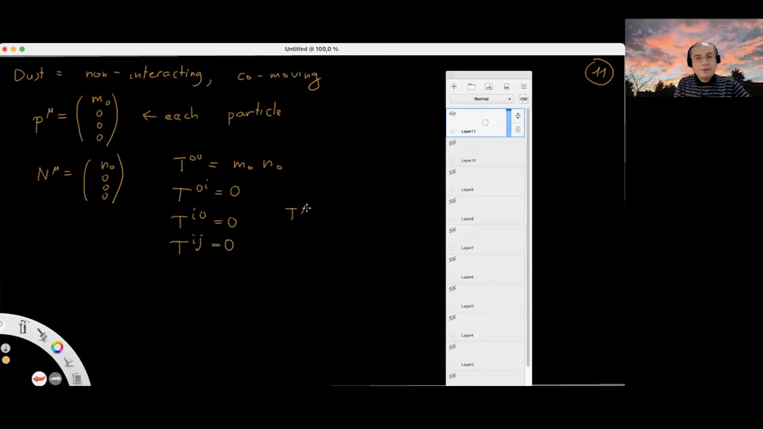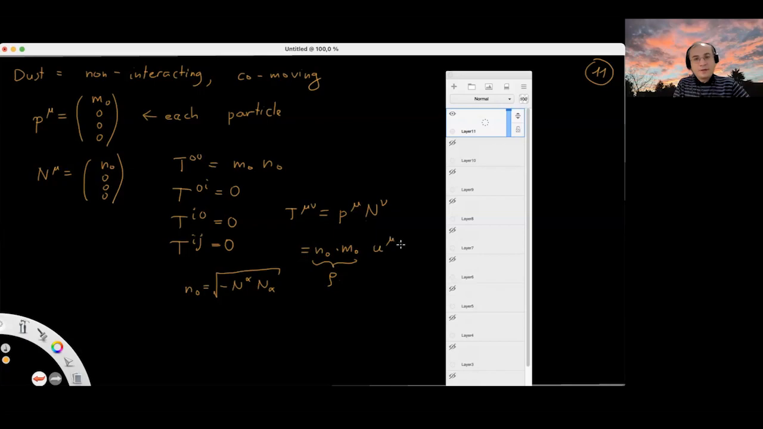And this means that in this comoving frame, this is equal to the corresponding component of u^μ u^ν. Now, n0 can be considered a scalar, basically the square root of this thing here. The rest mass is also a scalar, so we can write this thing as n0 times m0. This is sometimes known as the invariant comoving energy density.